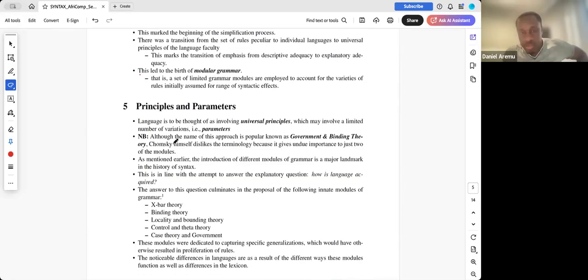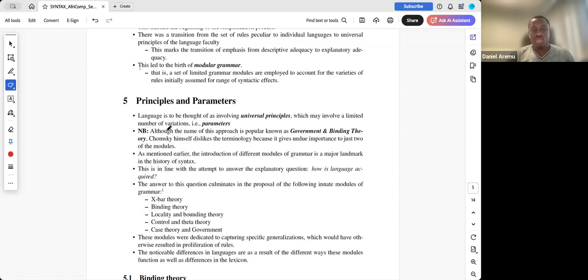So let's begin to look at some of the modules. We've looked at one of the modules, which is the X-bar theory. We'll look at the other ones, and that is what this section on principles and parameters consists of. I don't know if there are any questions so far. If not, I continue.